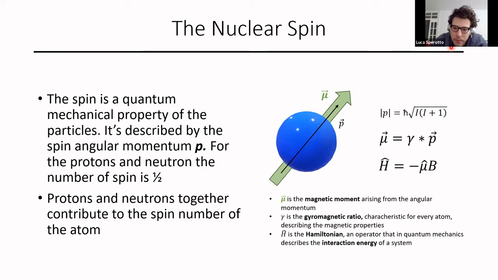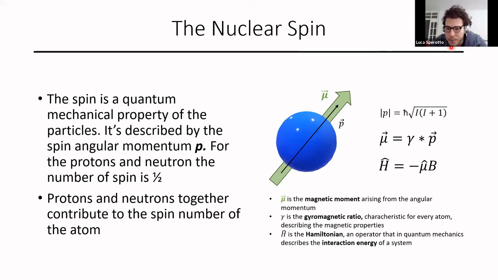It's difficult to explain it just like this. It's described by a number, and for protons and neutrons in the nucleus it is 1/2. And this we will see later because it's important. And so we have this spin angular momentum that is related then to the magnetic momentum.